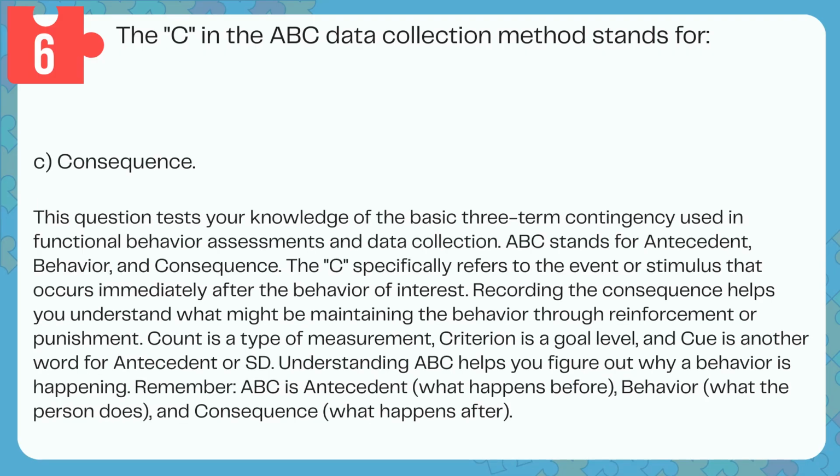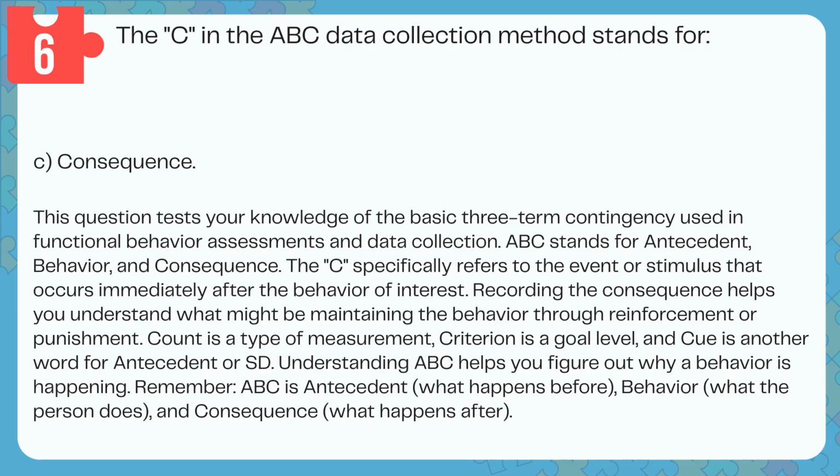Answer: C, consequence. This question tests your knowledge of the basic three-term contingency used in functional behavior assessments and data collection. ABC stands for antecedent, behavior, and consequence. The C specifically refers to the event or stimulus that occurs immediately after the behavior of interest. Recording the consequence helps you understand what might be maintaining the behavior through reinforcement or punishment.